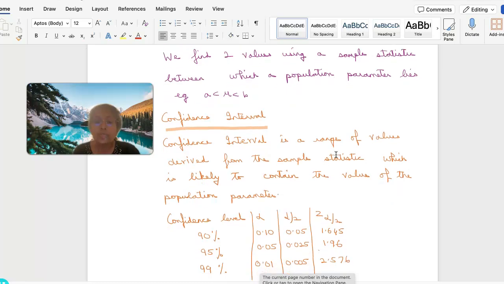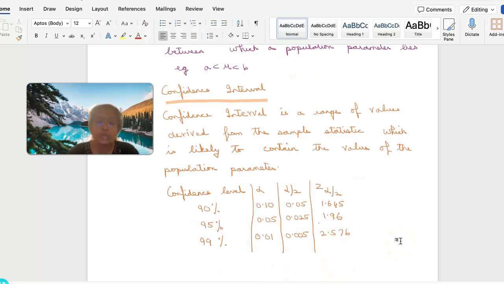Now what is a confidence interval? A confidence interval is a range of values derived from the sample statistic which is likely to contain the value of the population parameter. So the range where the population parameter lies is called the confidence interval. So we have these confidence values. It's useful to remember this when we are doing problems.